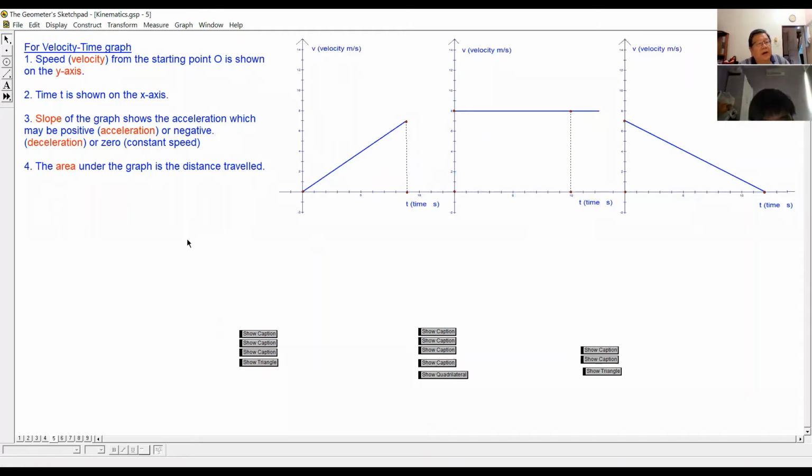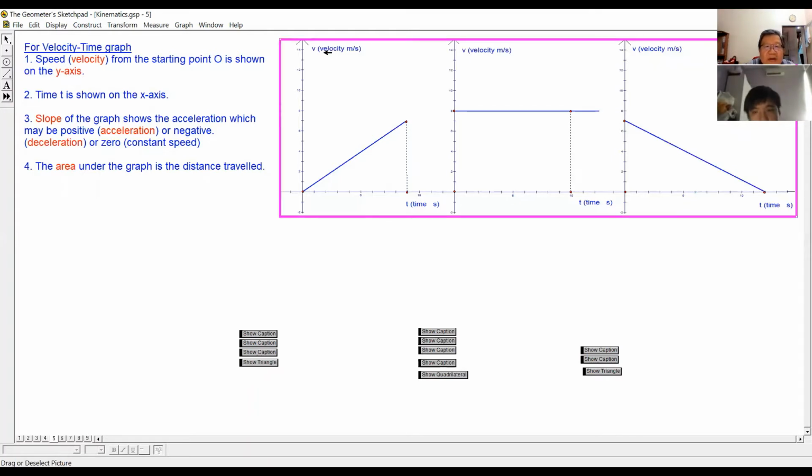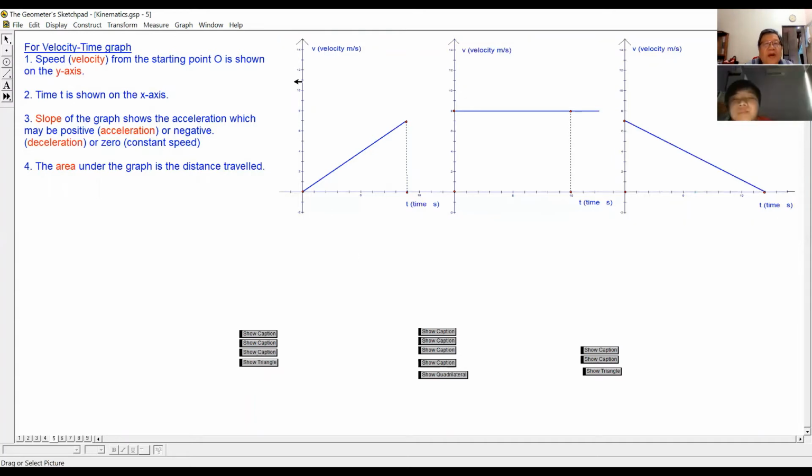Okay, now whatever you have seen just now are displacement time graphs. We are now going to look at velocity time graphs. How do we distinguish between a displacement time graph and a velocity time graph? In a velocity time graph, the label on the y-axis is velocity, and the label on the x-axis is time.